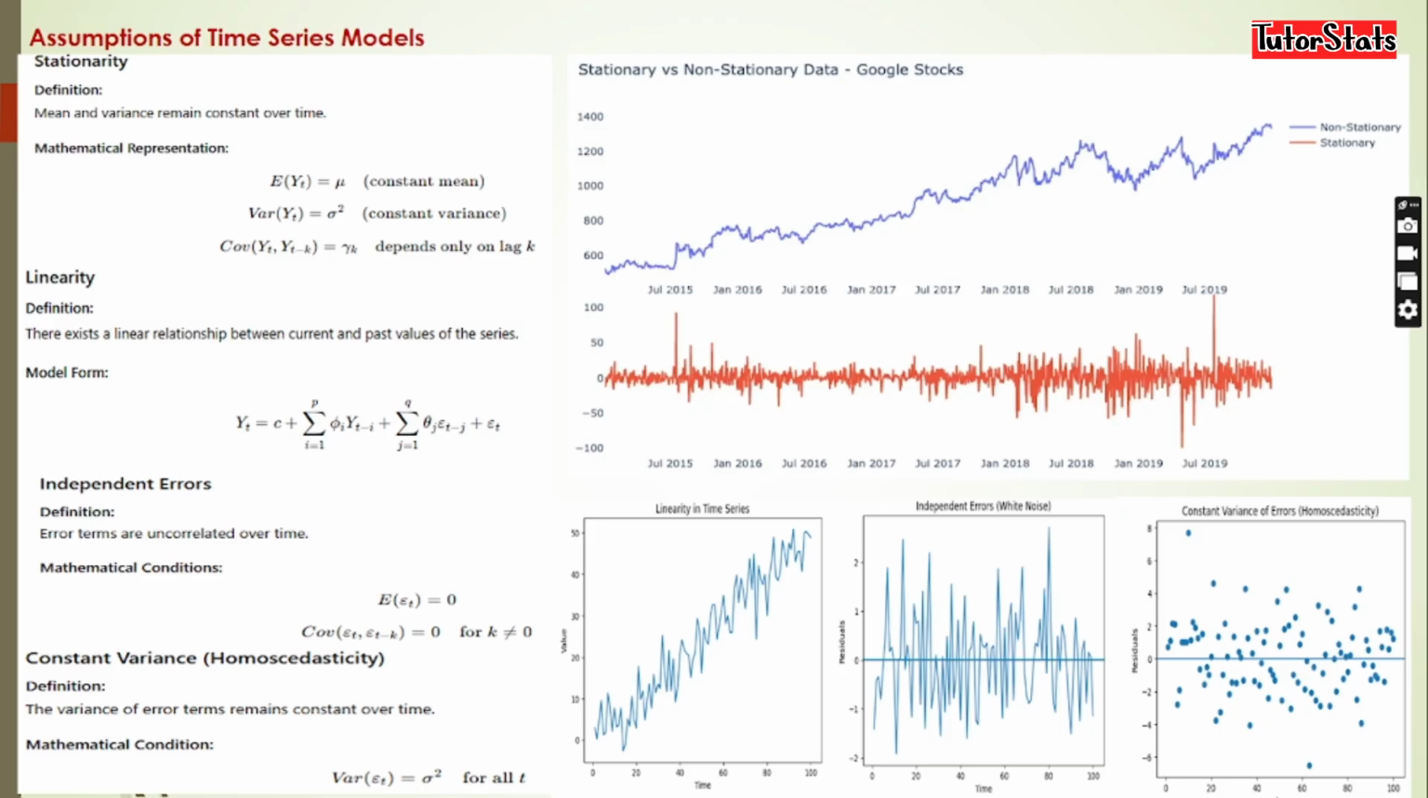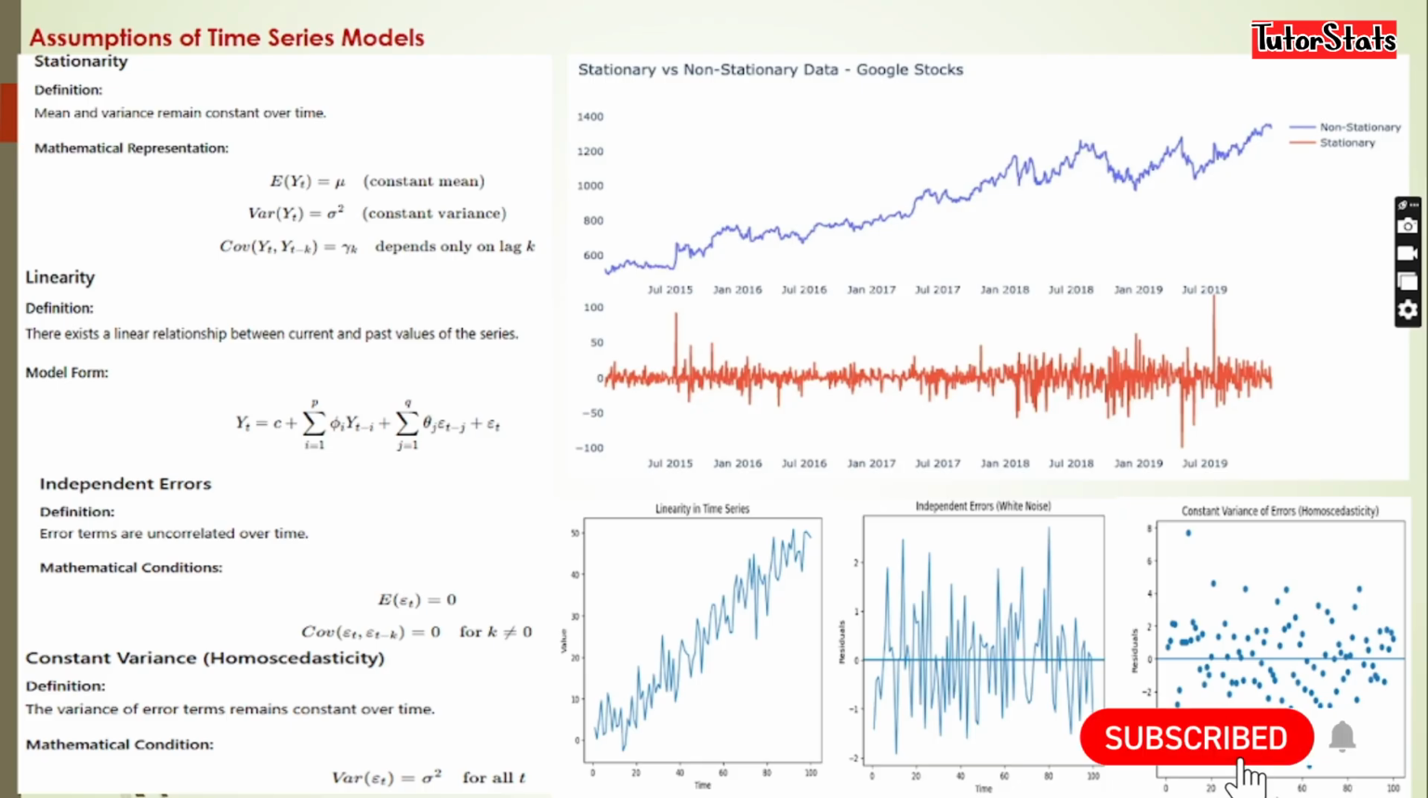The second assumption is linearity. Linearity means the present value depends linearly on past values. In simple words, today's value is some combination of past values. The relationship is straightforward, not complex. For example, if sales were high last month, this month's sales will also be influenced. Many classical models like AR (autoregressive) and MA (moving average) assume this linear relationship.